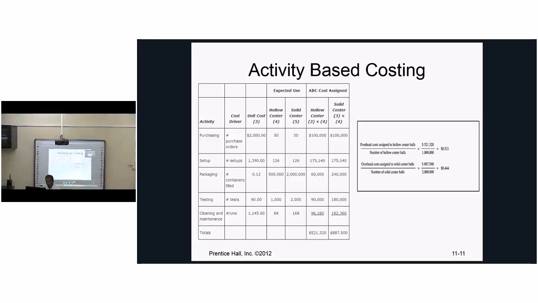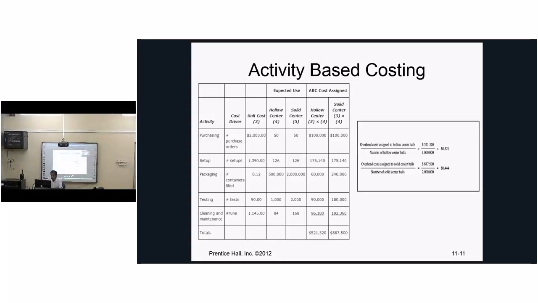Now, if we apply the activity-based costing for the hollow center balls and the solid center balls, for example, look at the purchasing activity. What is the cost driver? Purchase orders. Cost per purchase order is $2,000. Hollow center balls require 50 purchase orders and solid center requires 50 purchase orders. So we have allocated the purchasing cost to hollow center balls and the solid center balls based on the purchase orders, $100,000 each.